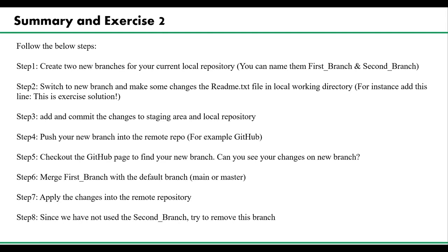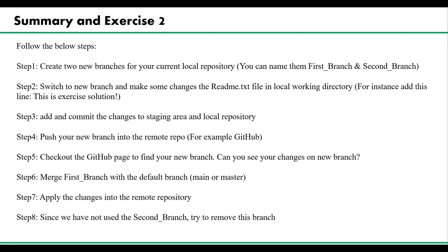So what are these steps? Step 1 is creating 2 new branches in your local repository. The name is optional, but my suggestion, first branch and second branch. Make it simple. And the second step is to switch to the new branch and make some changes to the README file that we had in our local working directory. Again, optional. For instance, you can add this line: This is exercise solution, whatever you like.